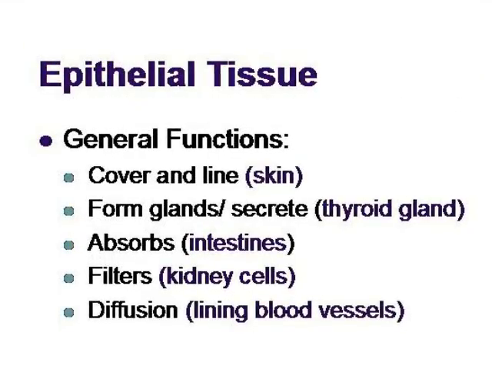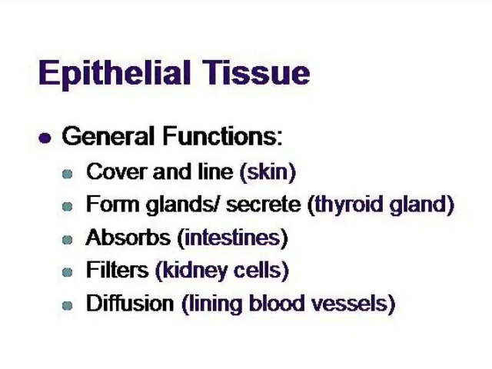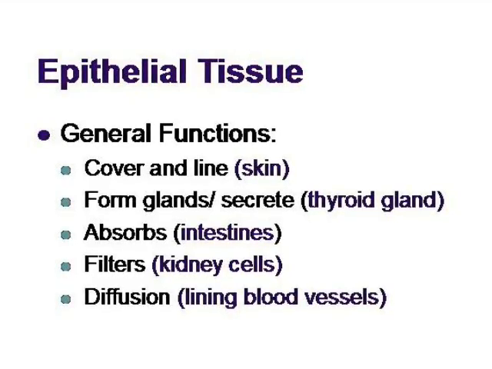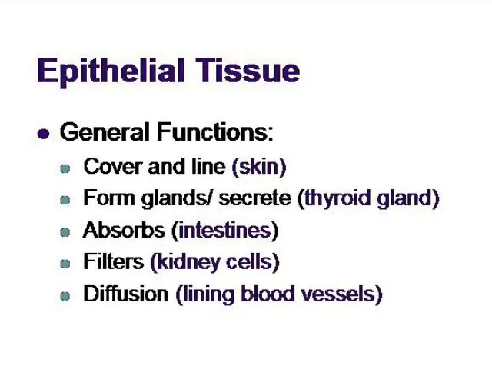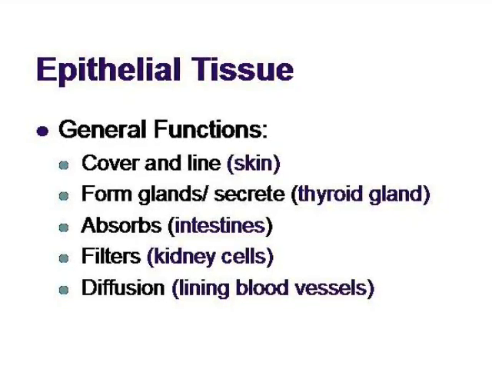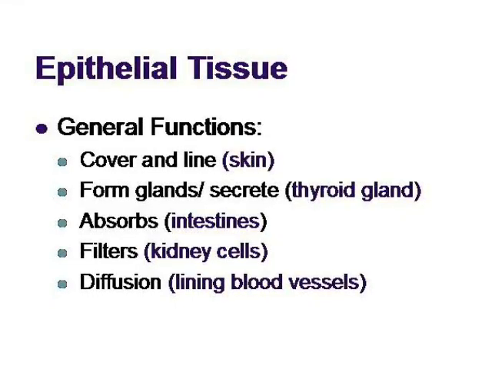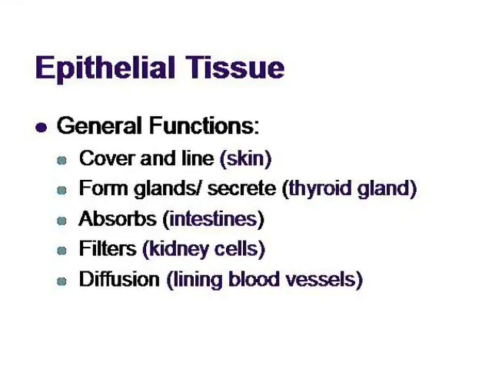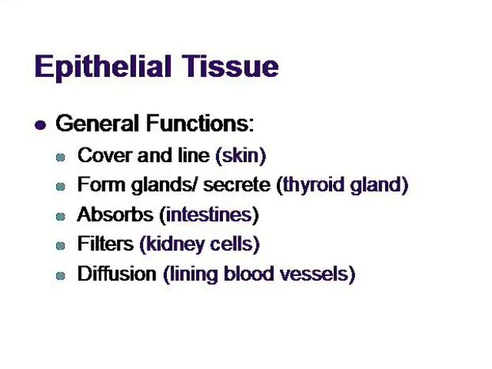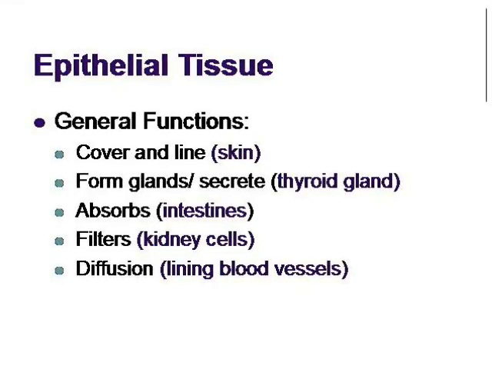The first group of cells that we will discuss are epithelial cells. Epithelial tissue have several general functions. One function is to offer protection. They cover and line the outside surface of the body and the internal surface of organs. Your skin is an example of an epithelial tissue. They form your glands and secrete chemicals, such as the thyroid gland. There are also single cells in something like the stomach that will secrete mucus to provide protection as well.